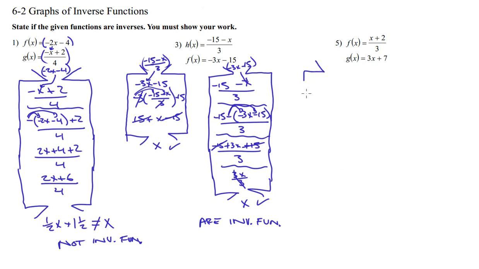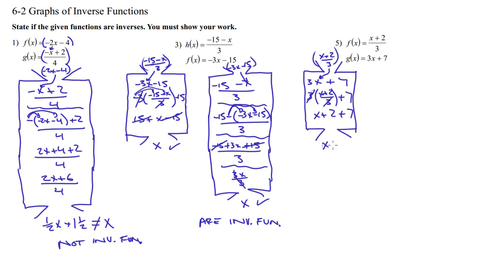Okay, and then for 5 here, same idea. Let's plug these things in, see what we get. I'm going to plug x plus 2 over 3 in for my x into the 3x plus 7. So this goes in for that. 3 times x plus 2 over 3 plus 7. This 3 and this 3 reduce down to 1, so we get x plus 2 plus 7. So when we go to simplify that, x plus 2 plus 7 is x plus 9, which does not equal x. So we can stop right there and say not inverse functions.